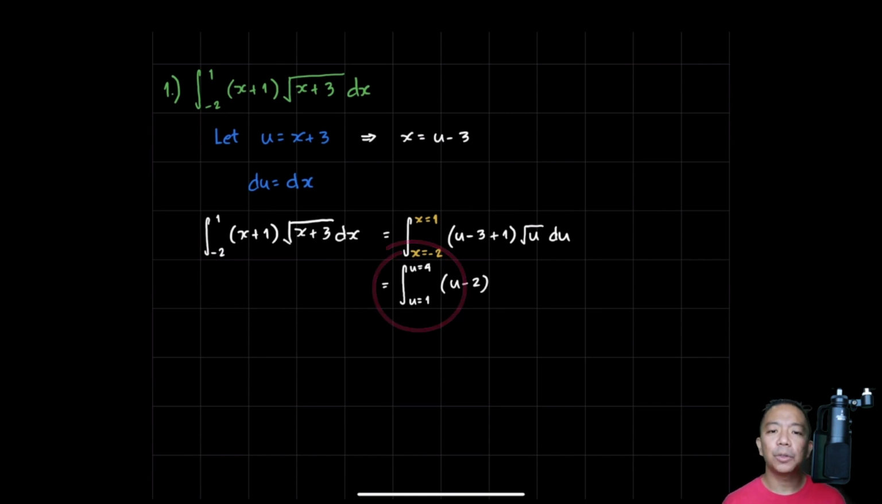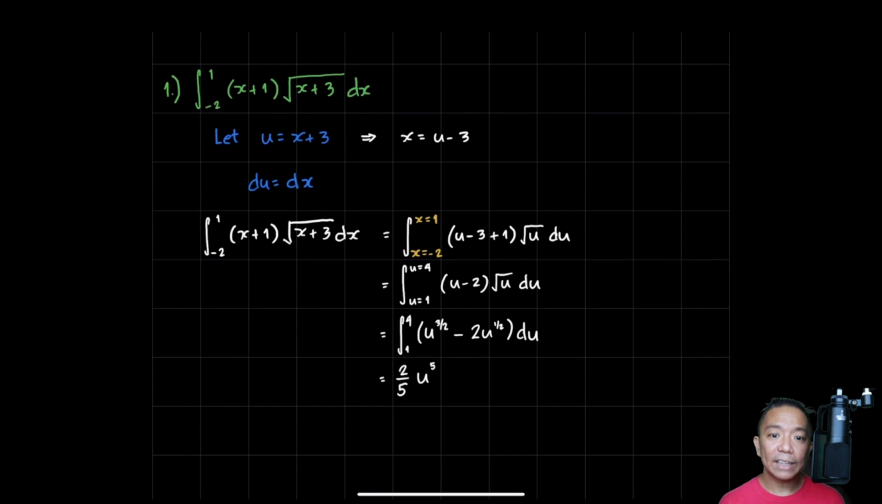And just continue on with the integrand. So sinimplify na natin, u minus 2 na yung first expression. Then we need to distribute yung square root of u dun sa dalawang factors. And we're using fractional exponents na. So we'll have our next step as the definite integral from 1 to 4 ni u raised to 3 halves minus 2 times u raised to 1 half. We apply the power rule to get the following. So u raised to 5 halves times 2 over 5 minus u raised to 3 halves times 2 thirds.